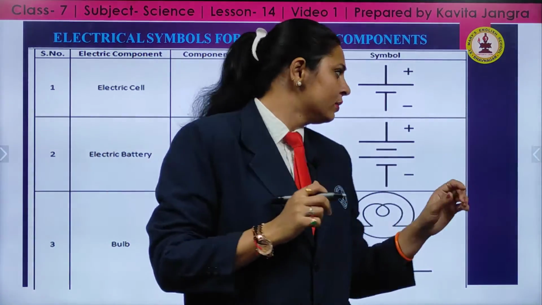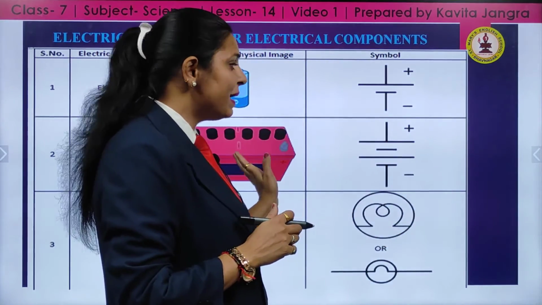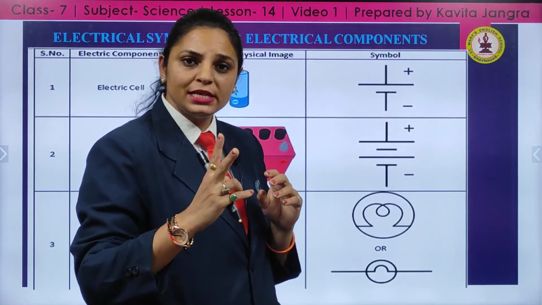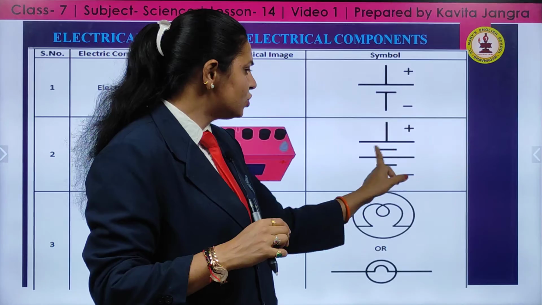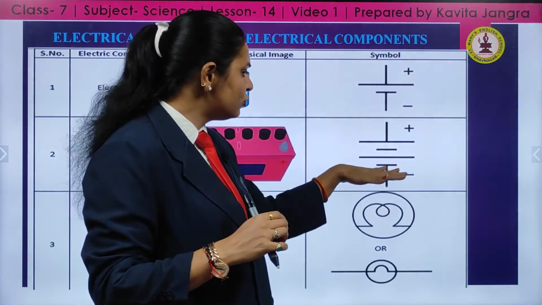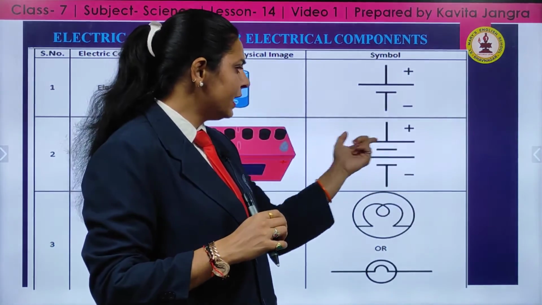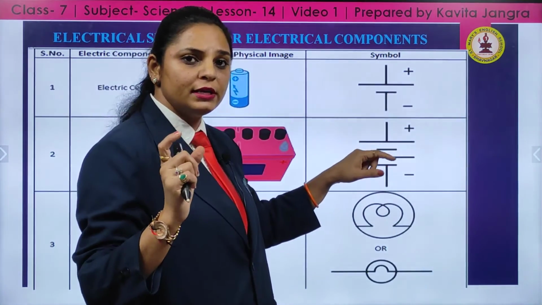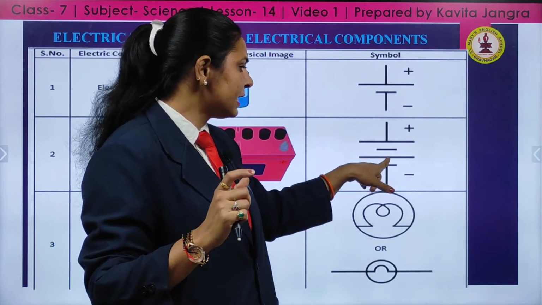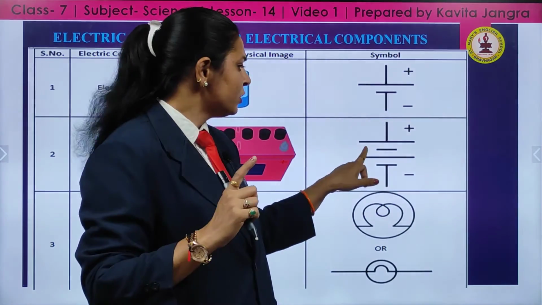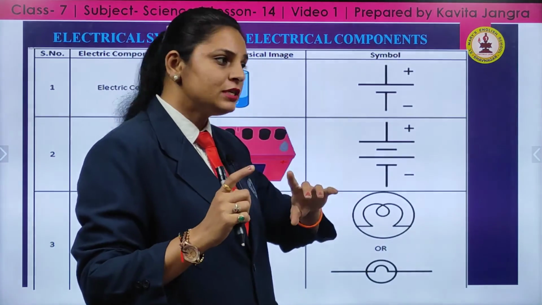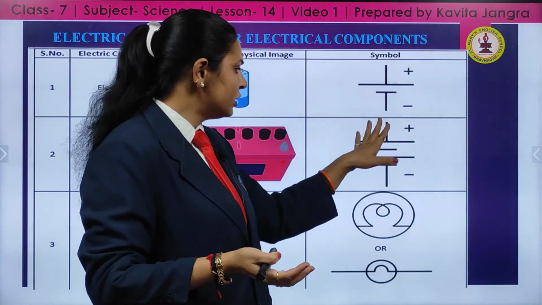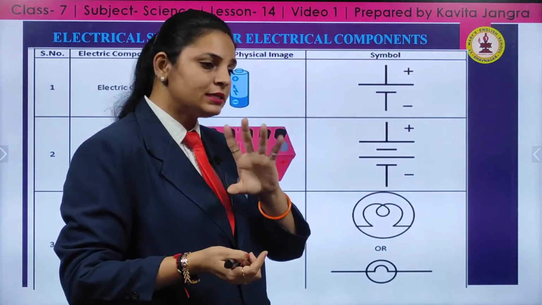For an electric battery, in this battery two cells are joined. If I ask you to make a battery with two cells joined, you have to draw this 2 times. If 3 cells, then you have to draw 3 times. The thin, long line is the positive terminal of one cell, and the thick, short line is the negative terminal. Then this is the second cell, which is joined to make one battery. So these 2 cells are joined together to make a single battery.